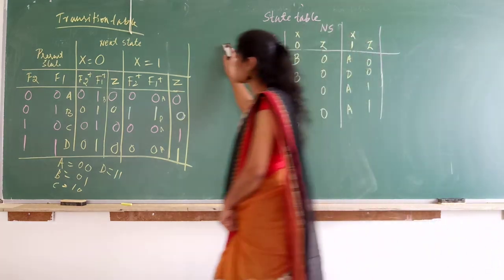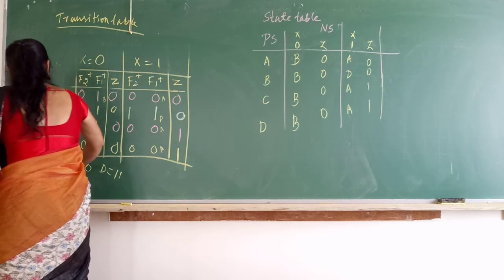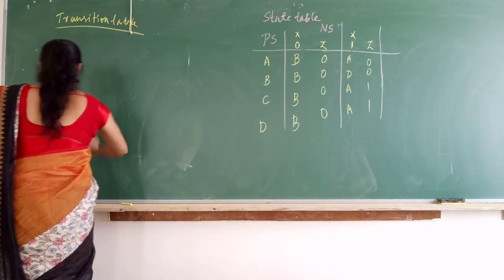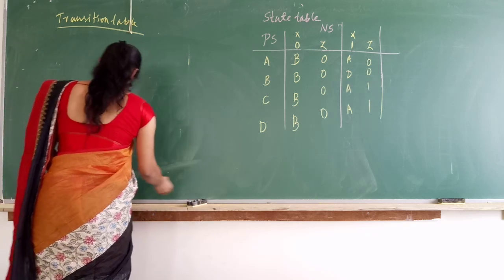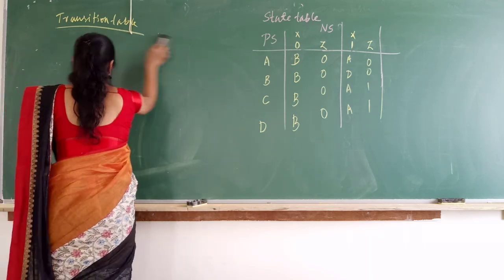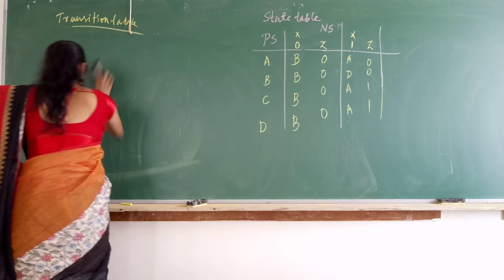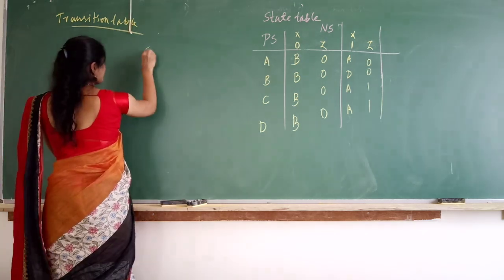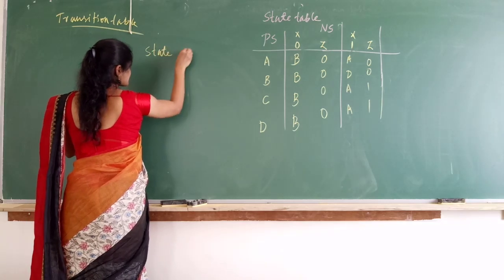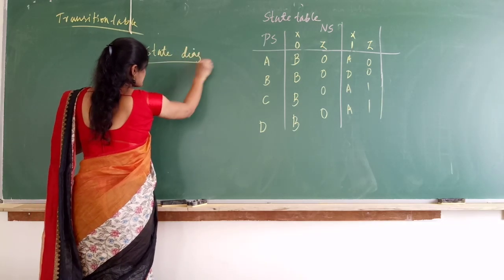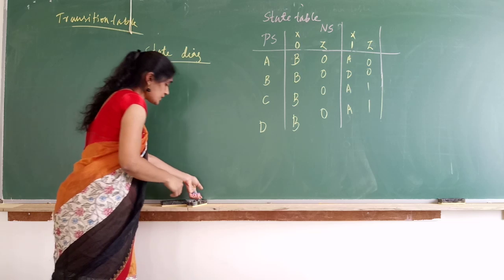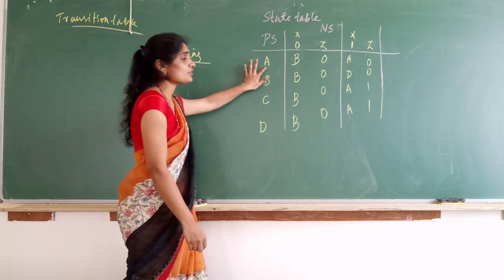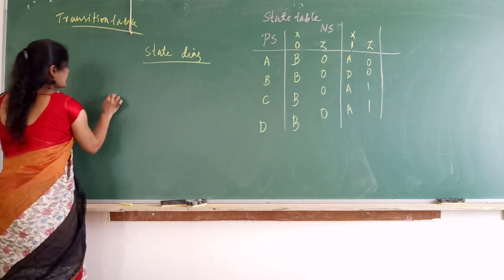So I erase this because I don't need it now. The last step, we are going to write a state diagram looking from the state table. State diagram, very important, the last step. The circuit that was given to us, now we are representing that circuit with a state diagram. So always we'll start from the first state. So present state is what?